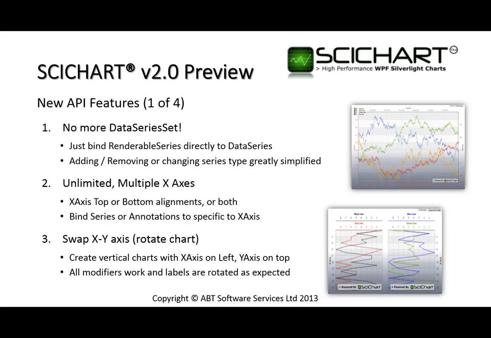We've added unlimited multiple x-axis, so we have the ability to put x-axis at the top or the bottom alignments, or both. You can bind series or annotations to specific x-axis. We've also added the ability to swap x and y-axis position, so you can rotate the chart. You can see a little image of this down on the bottom right, and this lets you create vertical charts with the x-axis on the left and the y-axis on the top or bottom.